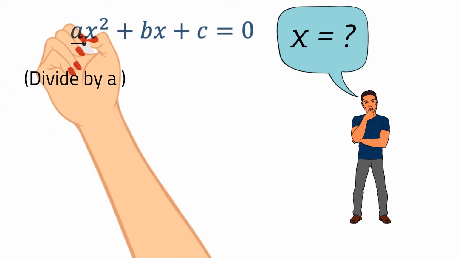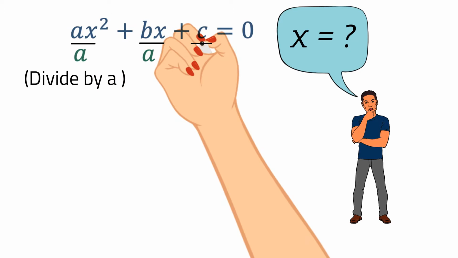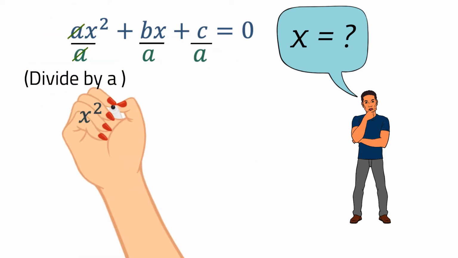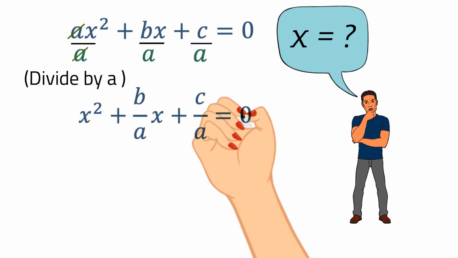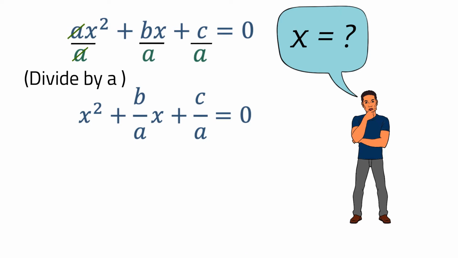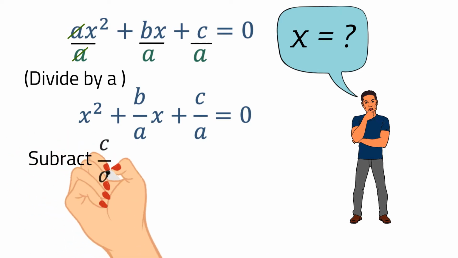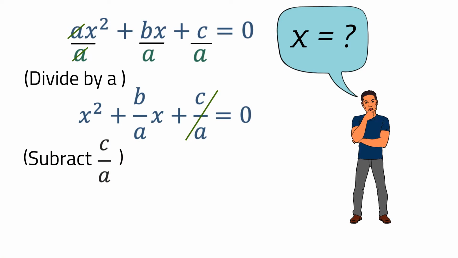I'm going to start by dividing by a because that will eliminate the a in front of the x squared, because remember our goal is to get x on its own on one side. And now I'm going to subtract c over a from both sides because it eliminates on the left hand side, and now I'll get negative c over a on the right hand side.